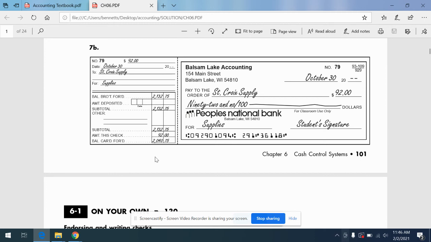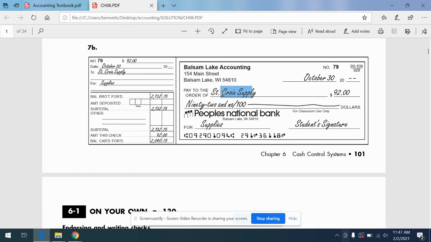Now, Andrew Stern, when we write this check, the amount's for $92. The date's on the 30th. It's to St. Croix Supply, and it's for supplies. Okay, is that pretty simple? Okay, so when you write the check, October the 30th is the date. Pay to the order of St. Croix Supply for $92. Right.